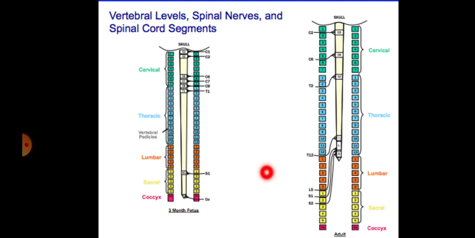But after the third month, the vertebral column grows very fast, but the spinal cord remains as it is. Then what is going to happen? The spinal cord length is as it is, but the length of the vertebral column is going to increase. Then in the adult, as a result of this, what is going to happen?